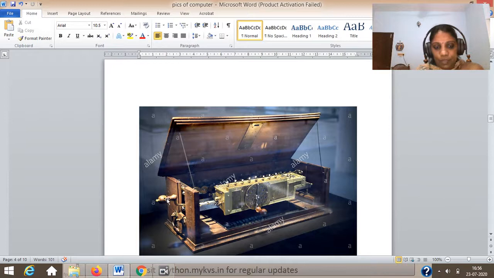The particular turning tool is here, with the help of which they might have been adding more numbers to it, and the calculation might have taken place.